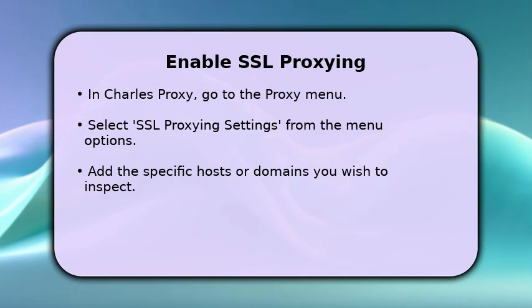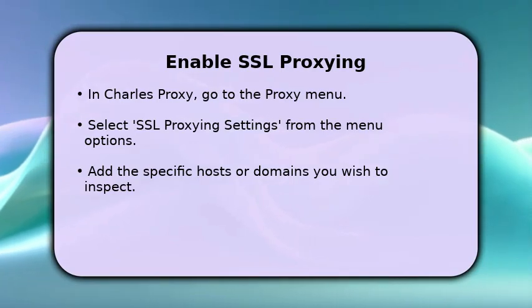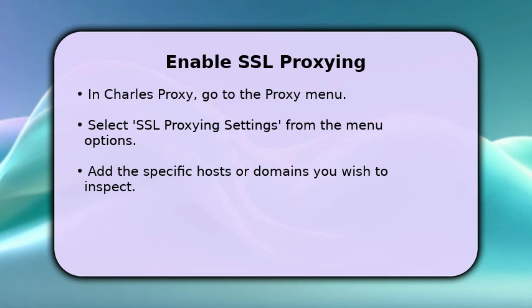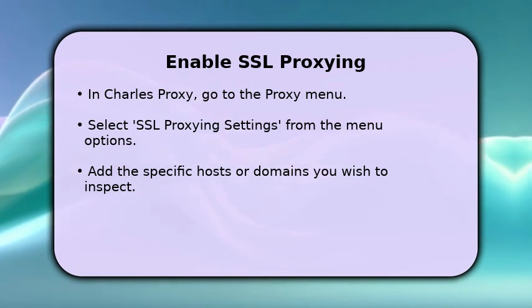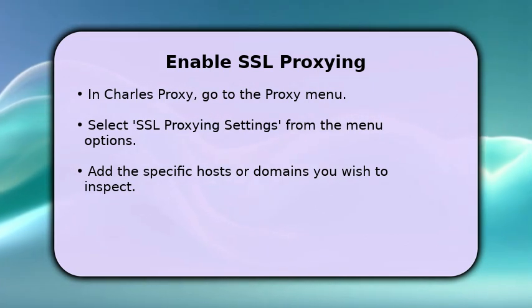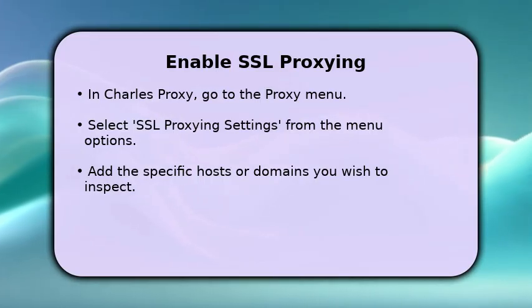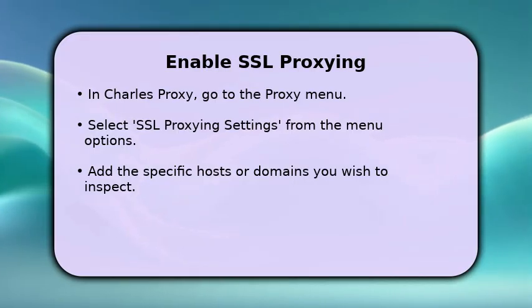Finally, to decrypt and view HTTPS traffic, you must enable SSL proxying within Charles itself. In the Charles application, navigate to the proxy menu and select SSL proxying settings. Here, you will add the specific hosts or domains whose HTTPS traffic you want to inspect.